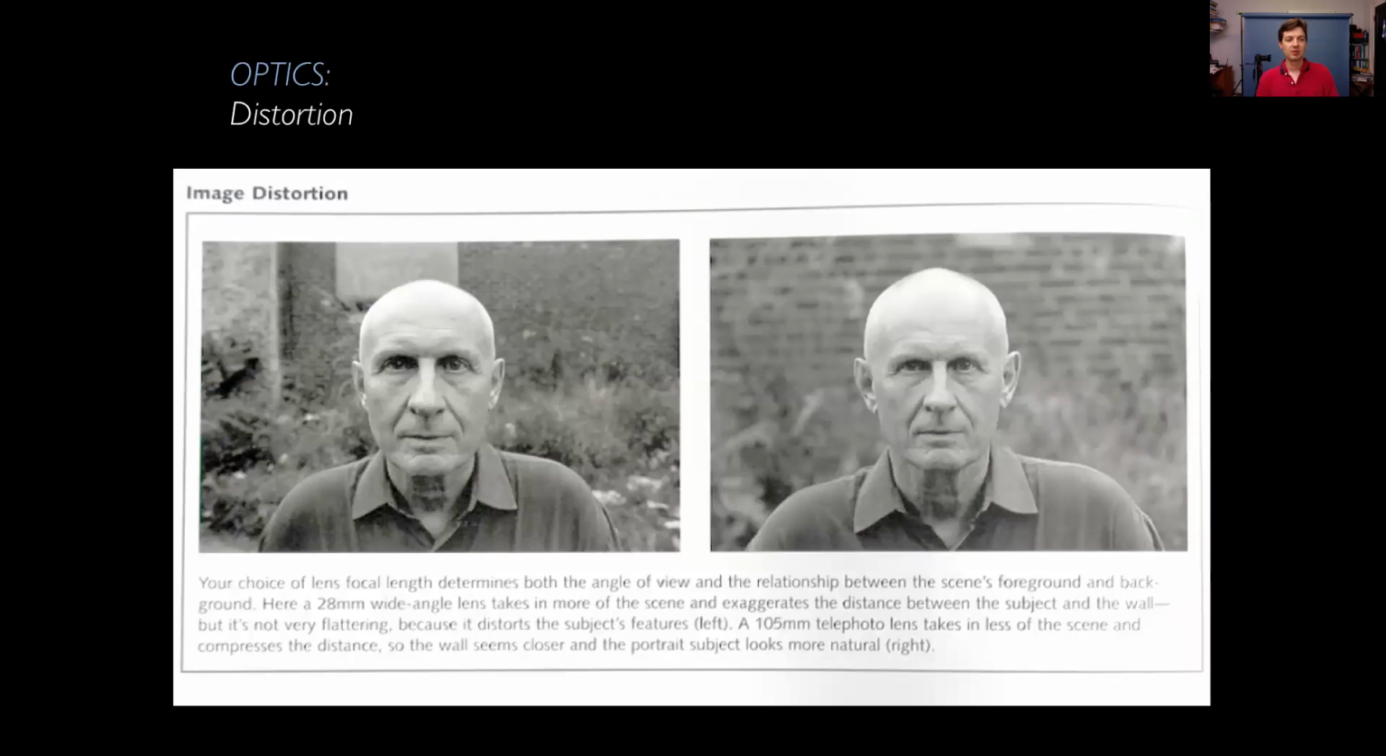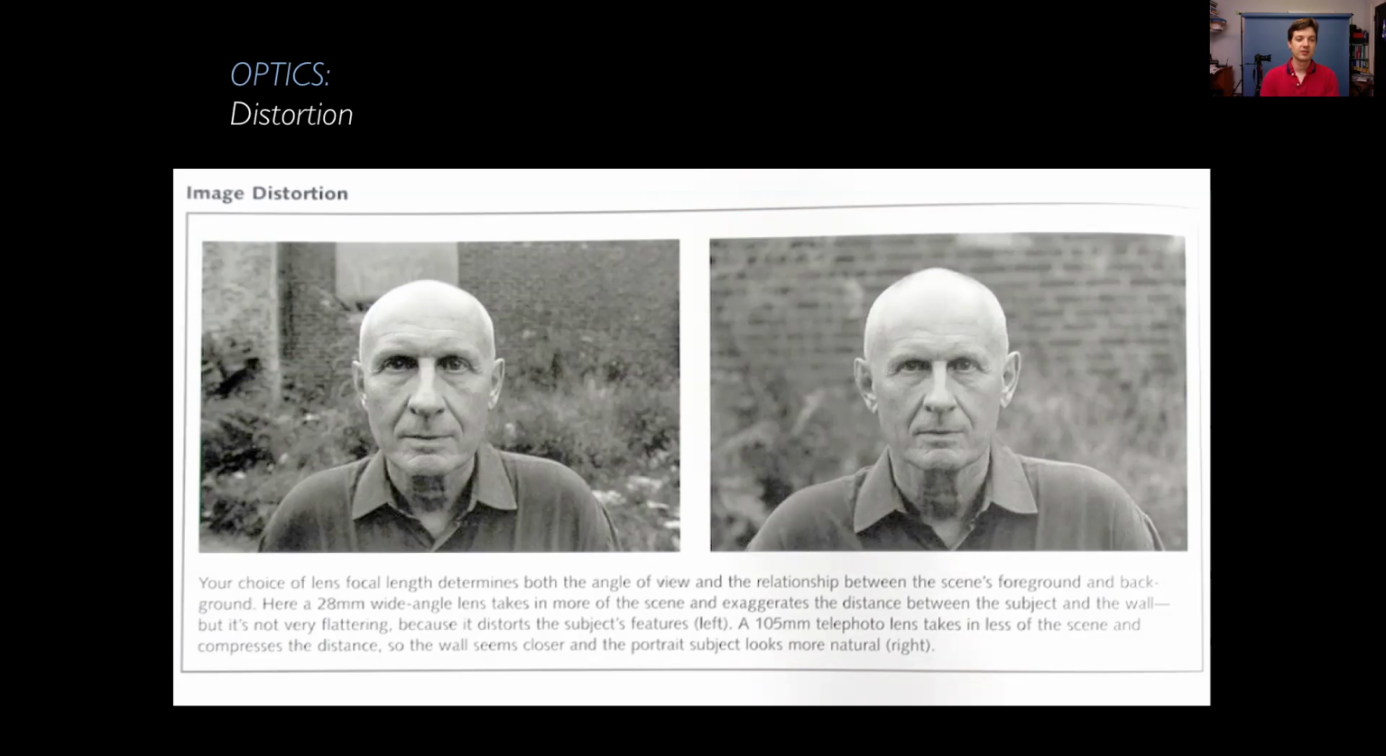Here's a good example to give a sense of how lenses really distort and change the way your subject looks. On the image on the left and the image on the right, it's the same person. They take up the same amount of size in the frame, but this portrait is very different between these two lenses.